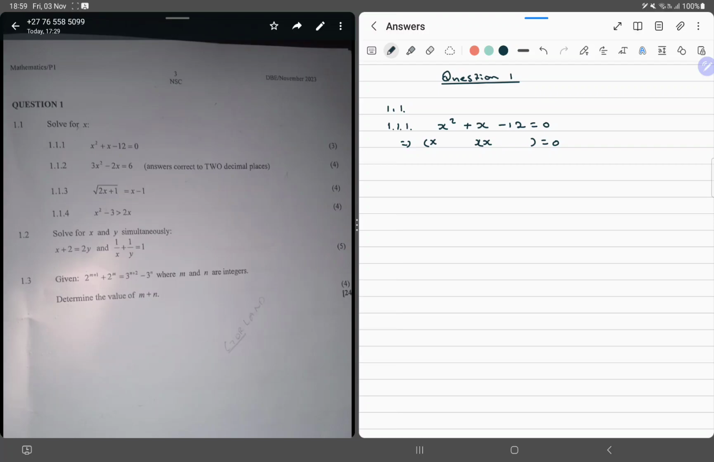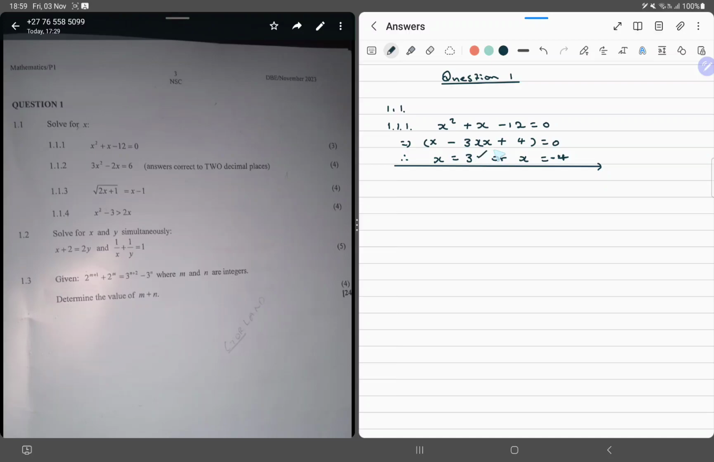So what are the factors of 12 that between them give us 1? It's 4 and 3, right? For this to be positive, the 4 must get the sign of the middle term, and this one gets the sign of the last term. So we say x is 3 or x is minus 4. The order in which you present these answers does not matter, honestly, but you can present them in ascending order. It's not a big deal.